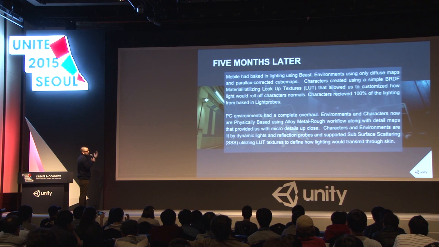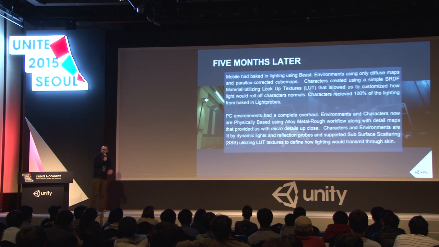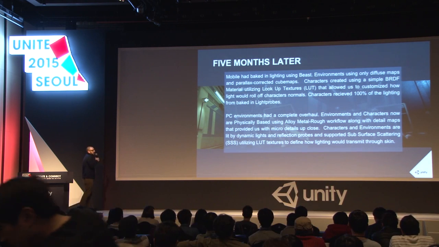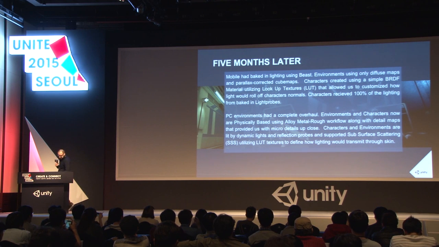So the PC graphics got a complete overhaul. We used the out-of-the-box physically based shader from Unity 5, and we also used the Alloy metal-rough workflow, which we're going to talk about a little bit later on. The characters and environments are all lit by dynamic lights and reflection probes, and they support subsurface scattering, utilizing lookup textures to define how lighting would transmit through skin. So let's talk a little bit about that.